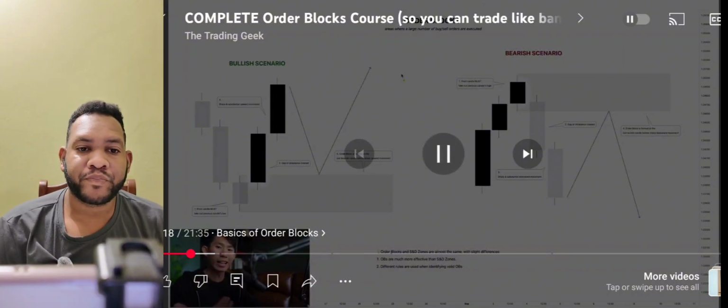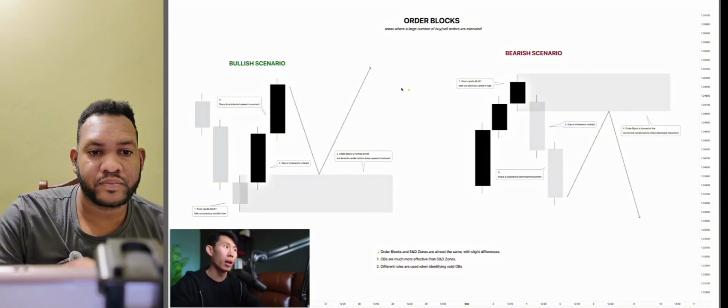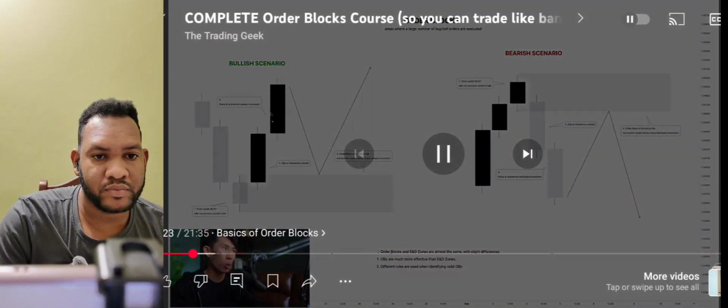Is to look for sharp and substantial upward movement or downward movement. So in this case, you can see we got a sharp and substantial upward movement.